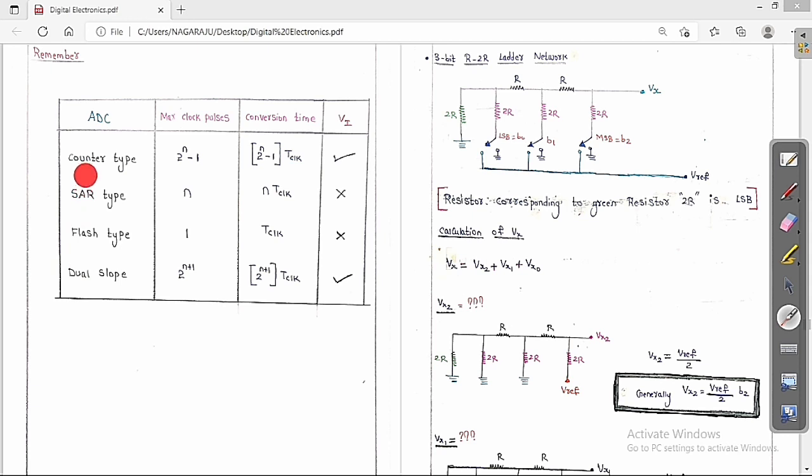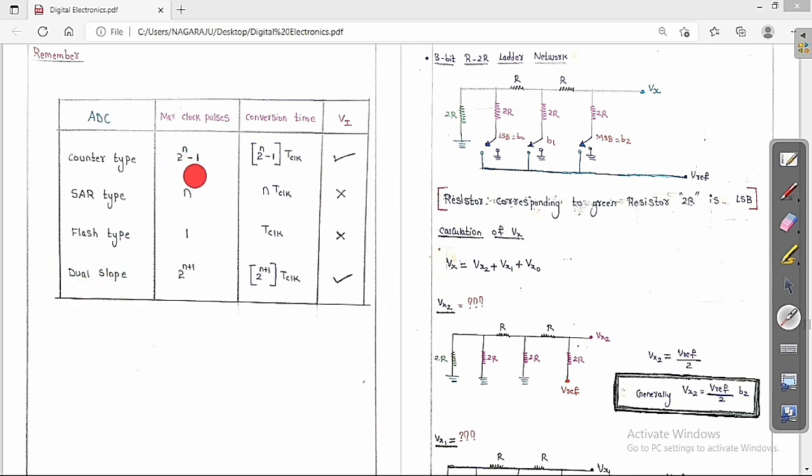So C means counter type, S means SAR, F means flash type, and D means dual slope. So Captain Sachin first duckout means counter type ADC, SAR type ADC, flash type ADC and dual slope ADC.